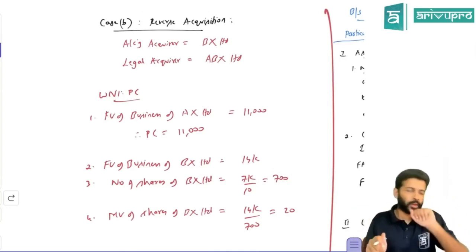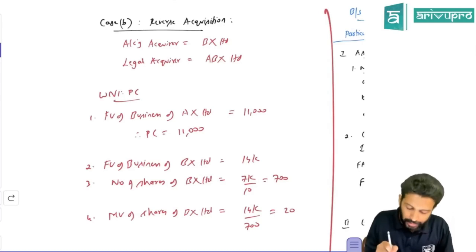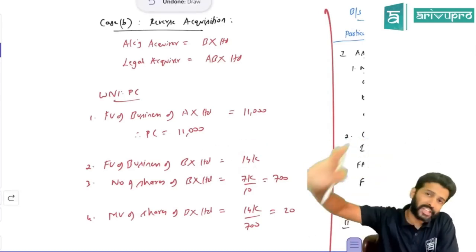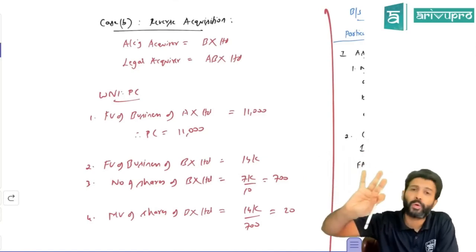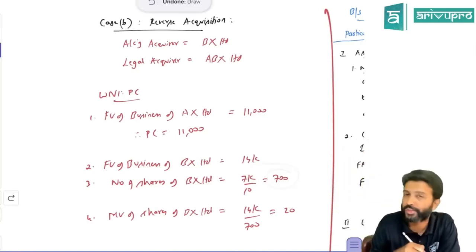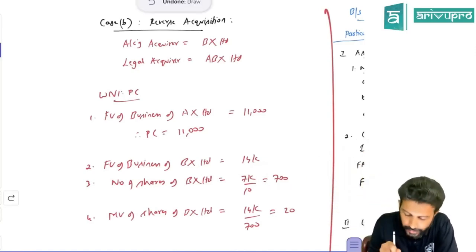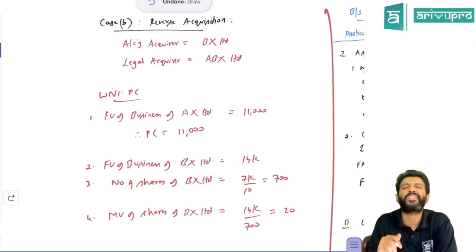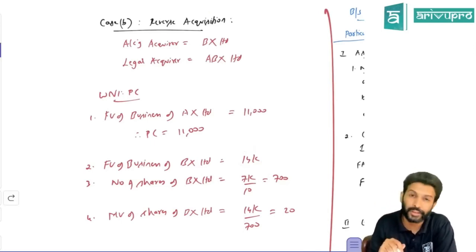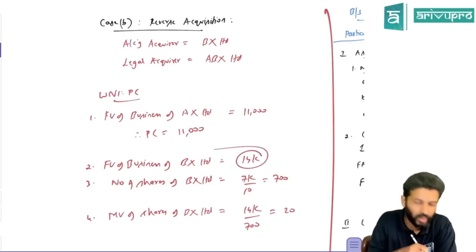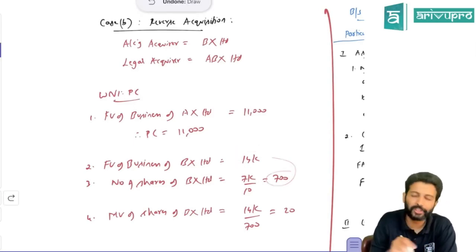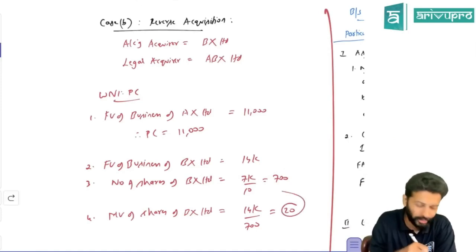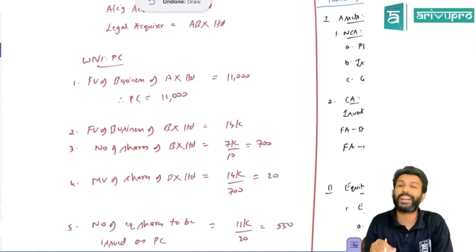The total business of BX, the fair value of business of BX Limited, is 14,000. All the shares put together of BX, their value is 14,000, and we have 700 shares. So what is the market value of each share of BX Limited, the acquirer? 14,000 is the total value of all the shares and they have 700 shares, so the value of one share will be 14,000 divided by 700, which is 20 rupees.